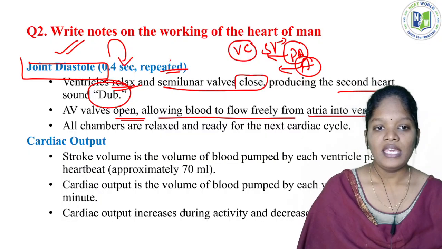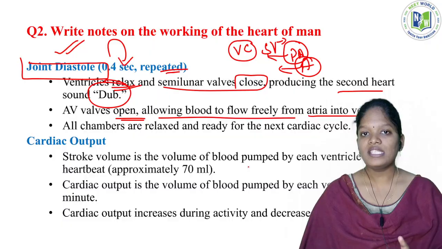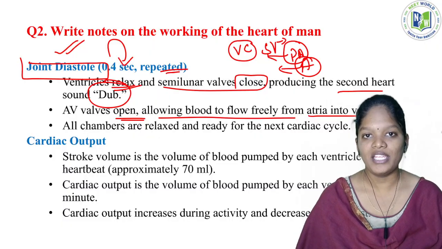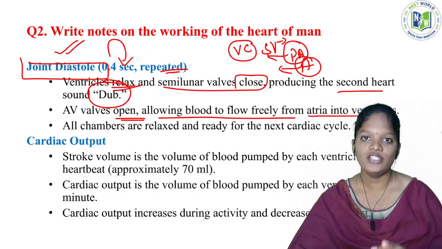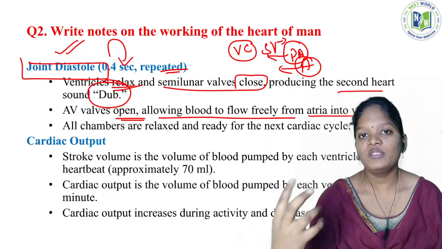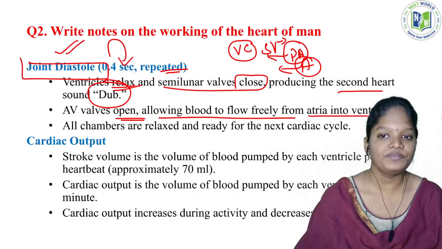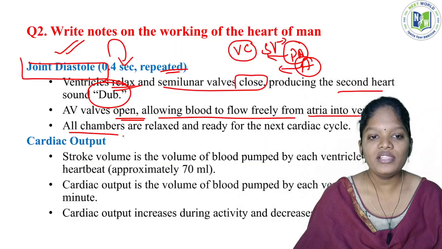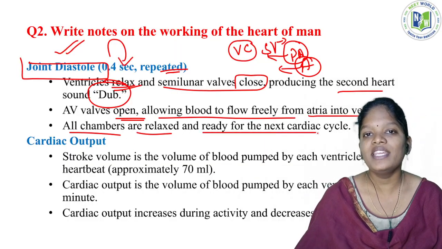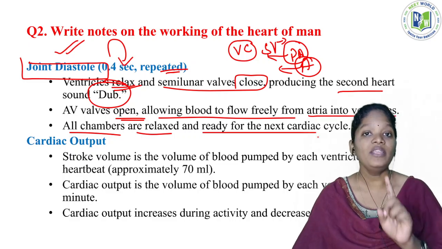See, the AV valves means the tricuspid and bicuspid valves. So at the time of joint diastole, the tricuspid and bicuspid valves are open and the semilunar valves are closed. Okay. Just remember this. Now all the chambers are relaxed and ready for the next cardiac cycle. So that's all about one cardiac cycle.